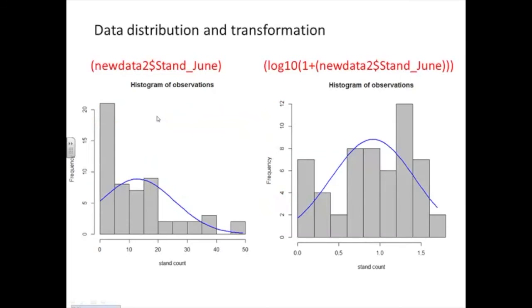Okay? So in your code, in the script, you actually have both. So I'm running it just on the stand counts in June. And you can see that that distribution really doesn't fit a normal distribution very well. Okay? And then I'm running it on the log 10 of 1 plus that stand count. All right? And I'm going to admit that that second one doesn't really look like a good normal distribution either. But it looks better than the first one.